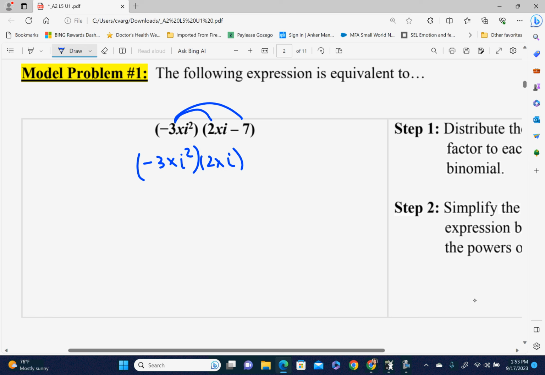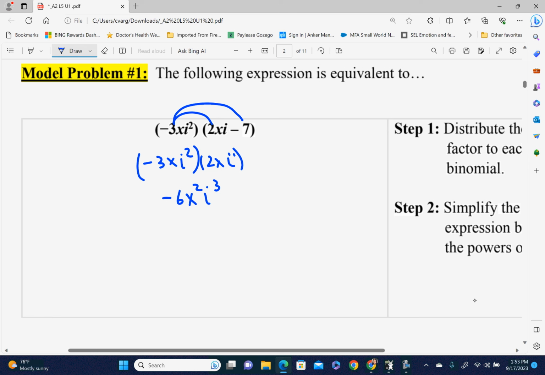So negative 3 times 2 is negative 6. X times x is x to the second power. I squared times i, there's an imaginary 1 here, so that's going to be i to the third power. Okay, so right now what we just did, going back slow-mo, is I just did this, and that gives you this answer that we just got. Okay, then we need to do this.